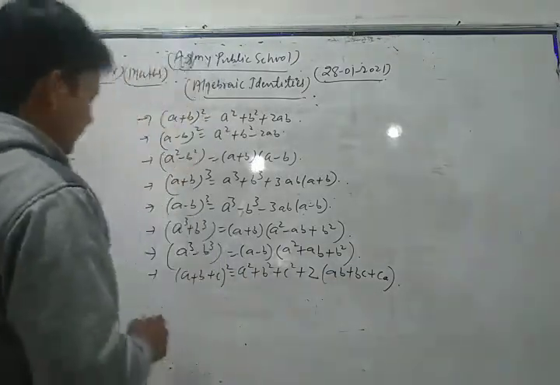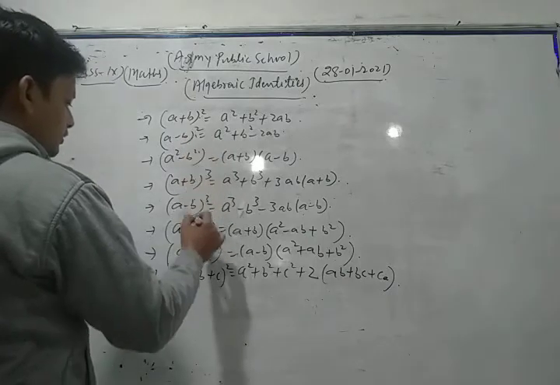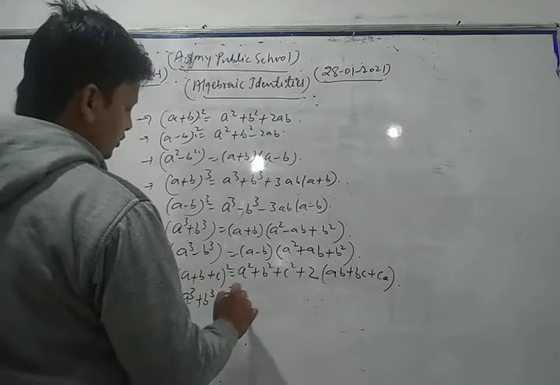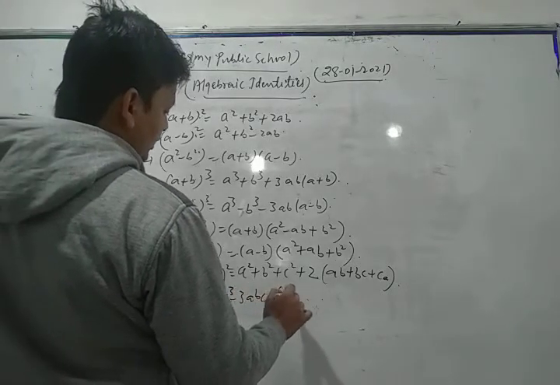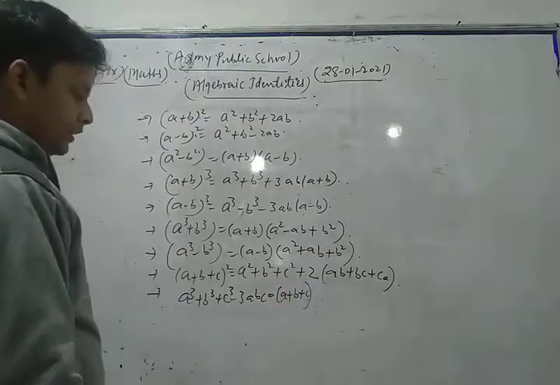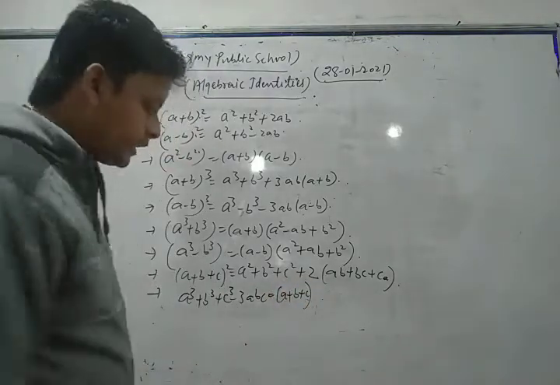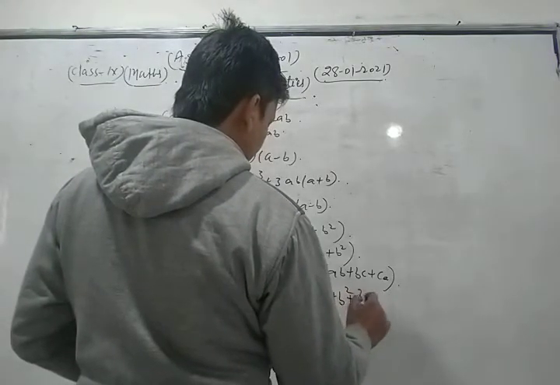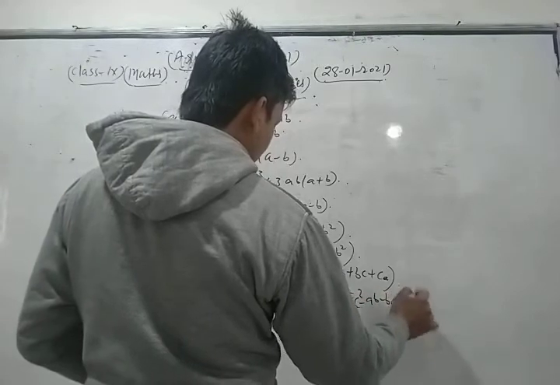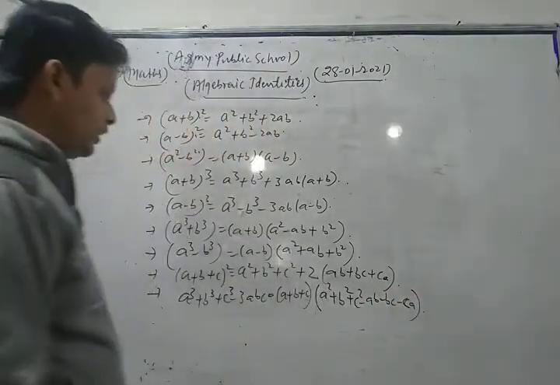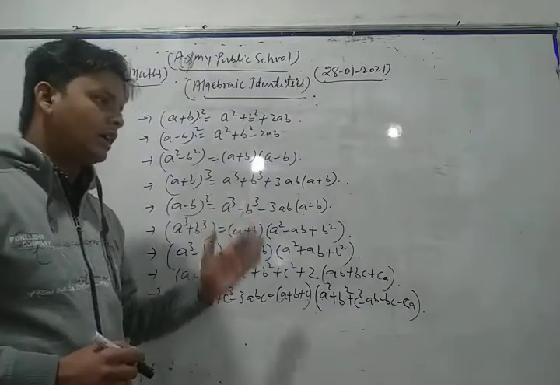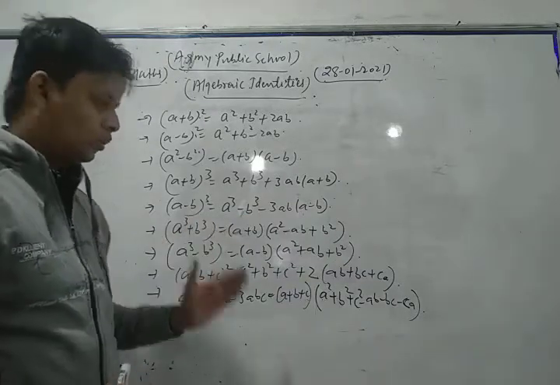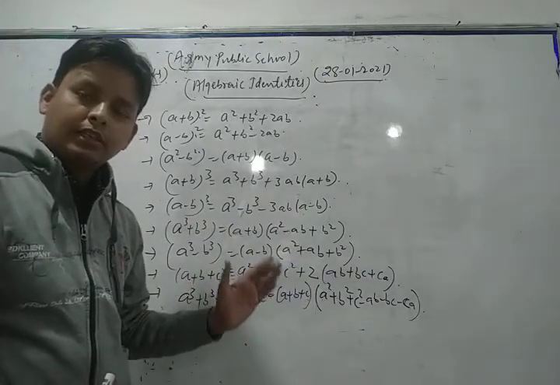Next, the last algebraic identity is a cube plus b cube plus c cube minus 3abc, which is equal to (a plus b plus c) in one bracket, and in the next bracket a square plus b square plus c square minus ab minus bc minus ca. So these are all very important algebraic identities.